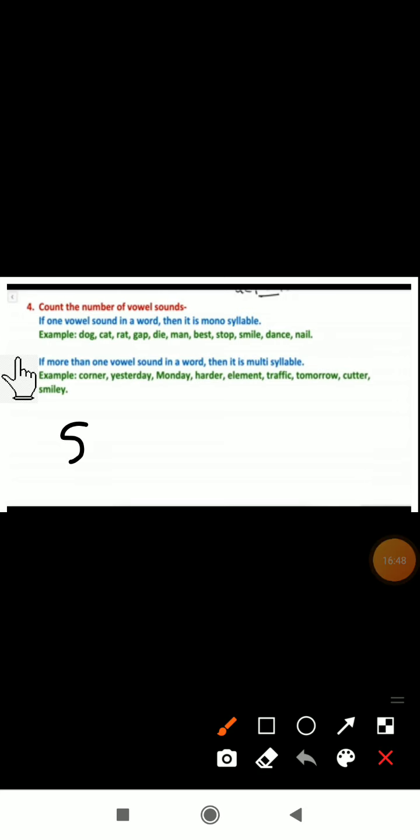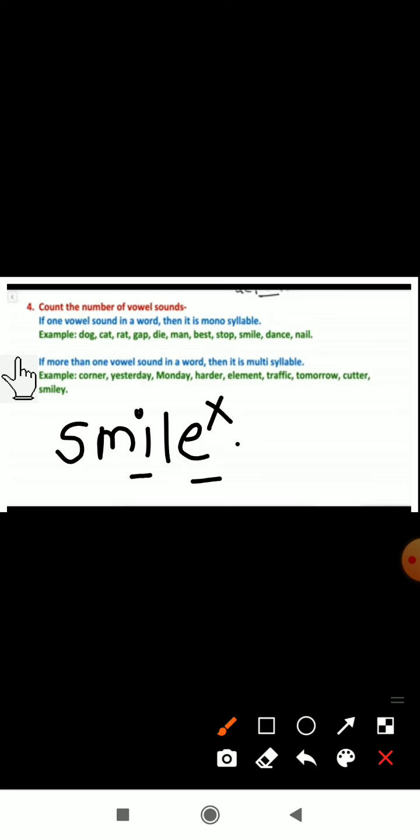Now here one word is there. Smile. We can take this example. In that, find out the vowels. Here, two vowels are there. We got two vowels. Second rule, whether they are together? No. Third rule, whether it is ending with e, silent? Then only consider one syllable. So it is called monosyllable. Got it? Yes? Very good.